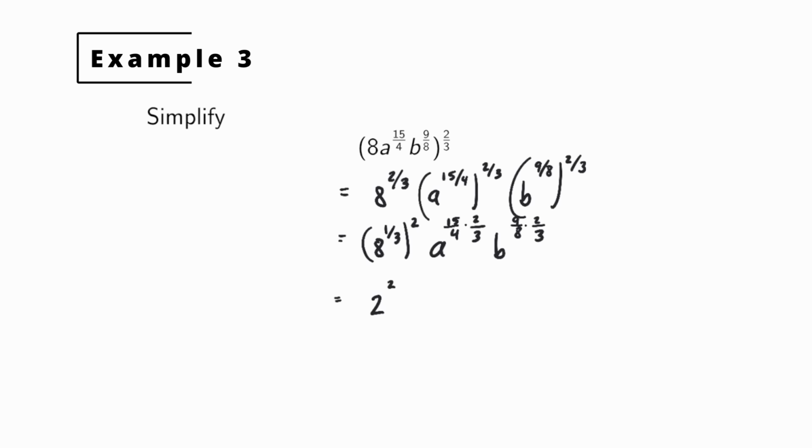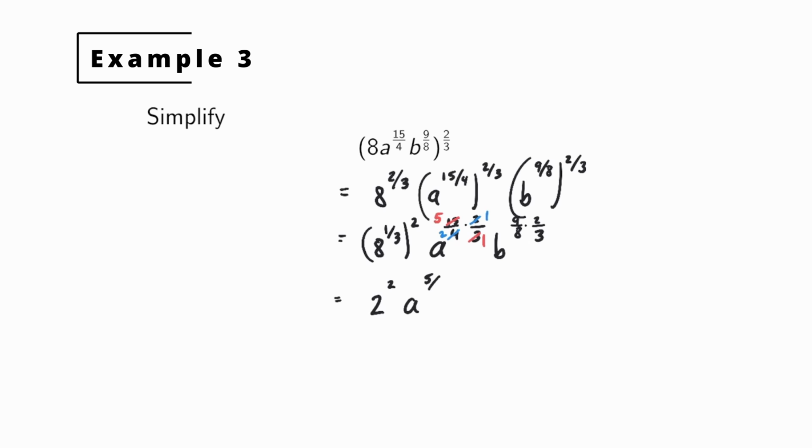And then for the a factor, 15 and 3 have a common factor of 3. So if we cancel that out, we'll get a 5 here and a 1 down here. And then 2 and 4 have a common factor of 2. If we cancel that out, we get 1 here and 2 there. So that will leave us with 5 times 1 over 2.